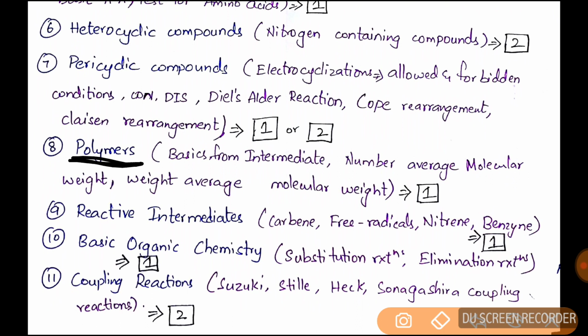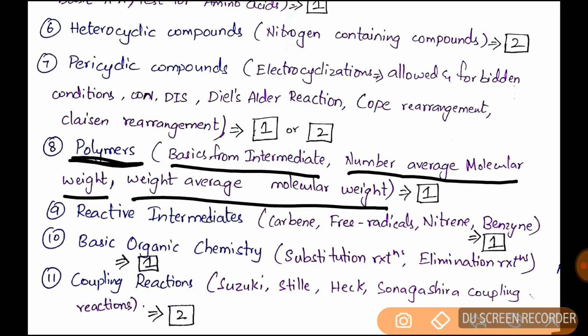Yeah, and these are basics, guys. So intermediate polymers, they'll be asking basics from intermediate. So if you have an intermediate textbook, it's well and good, okay. Basics from intermediate, and they'll be stressing on number average molecular weight or weight average molecular weight, okay. And there will be one question from polymers.